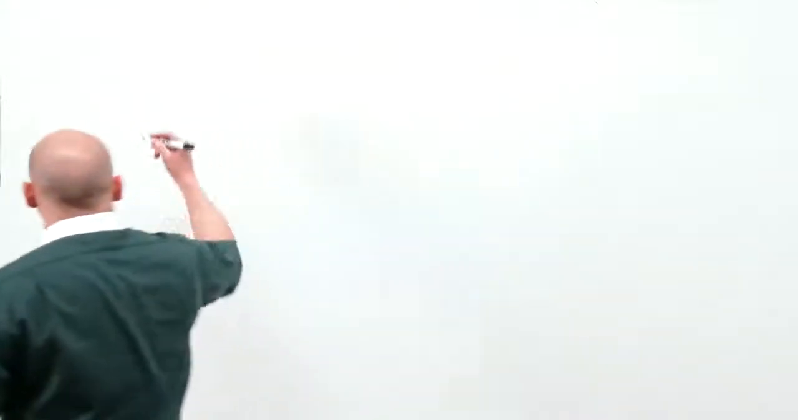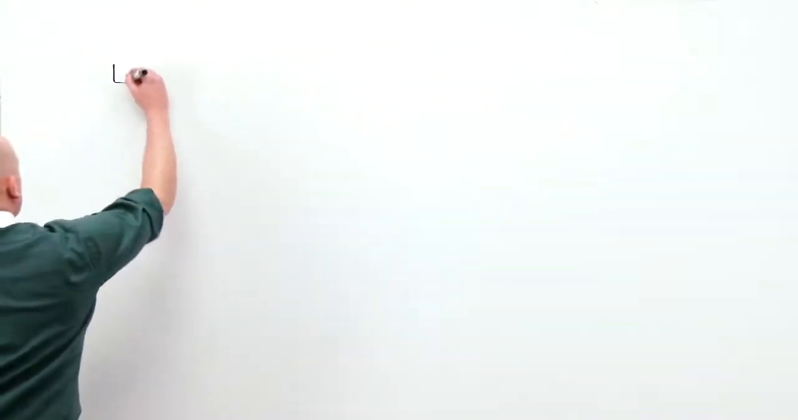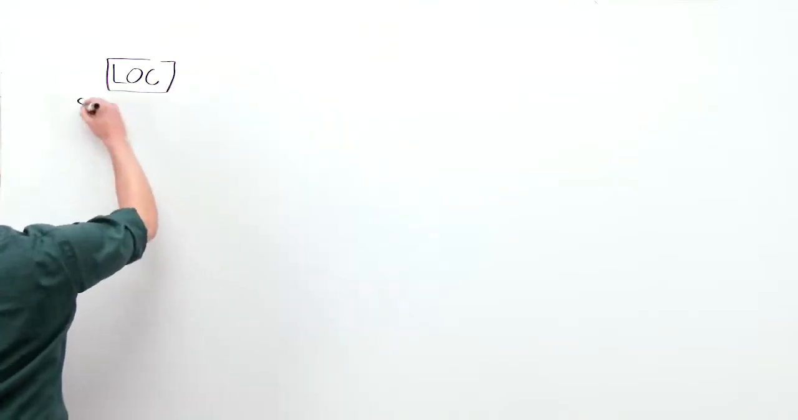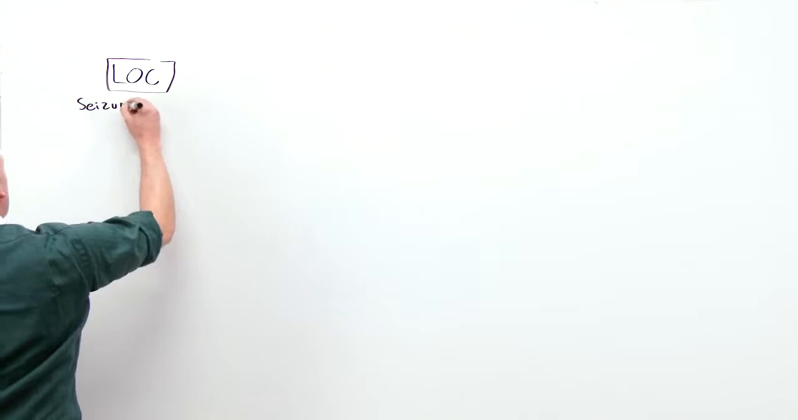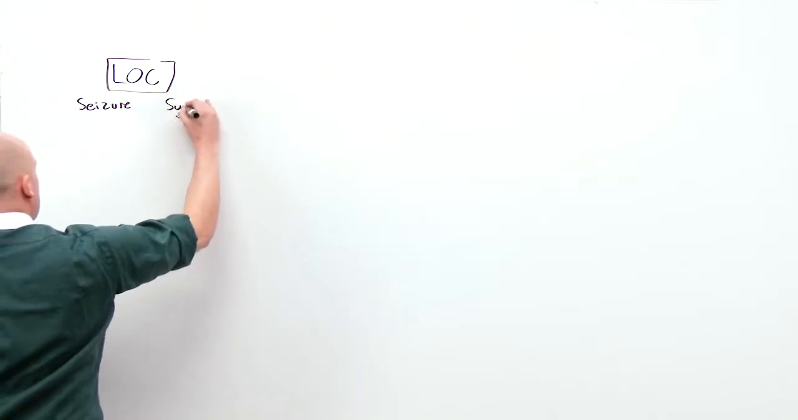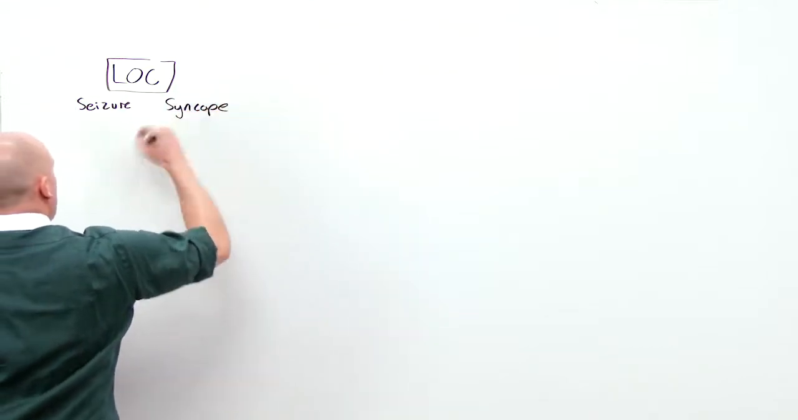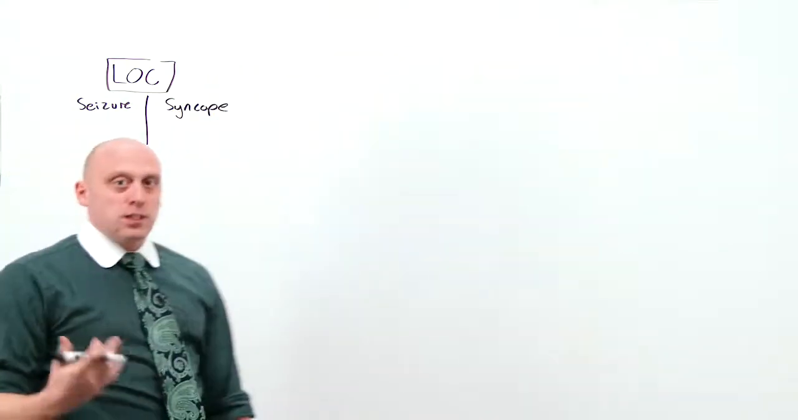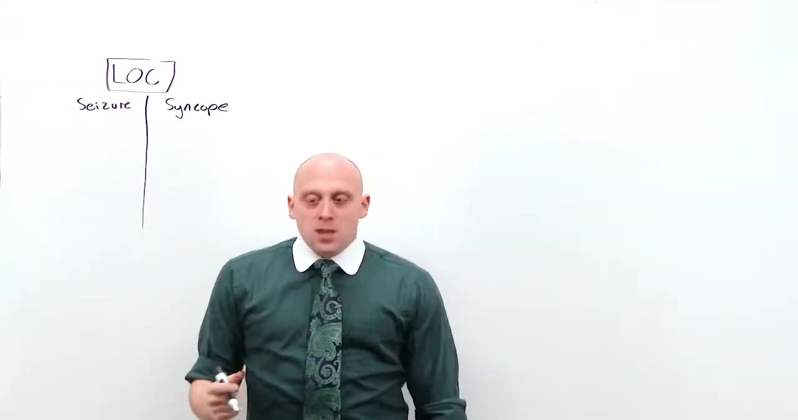When someone comes in with a loss of consciousness, the first thing you need to do is separate that into, is this actually a seizure, or is that loss of consciousness from a syncope? One is a perfusion issue, syncope. The other is an electrical activity issue, seizure.